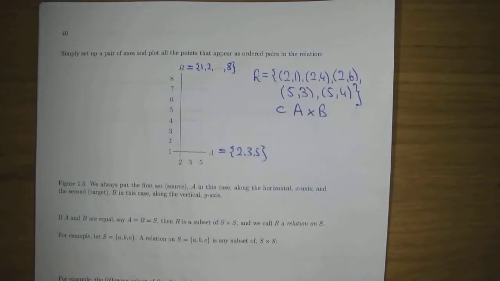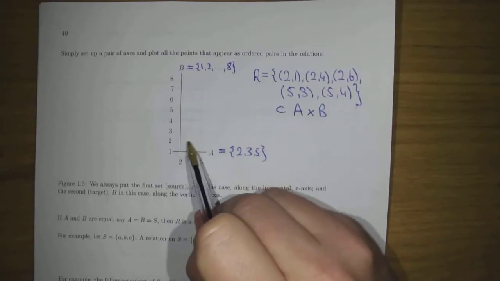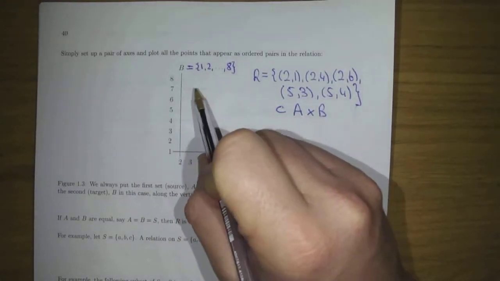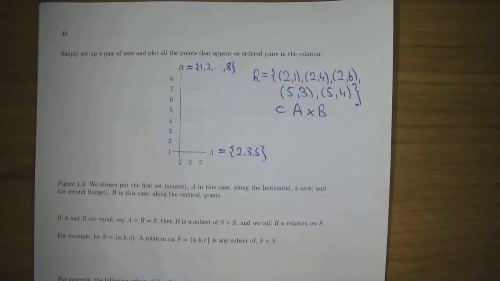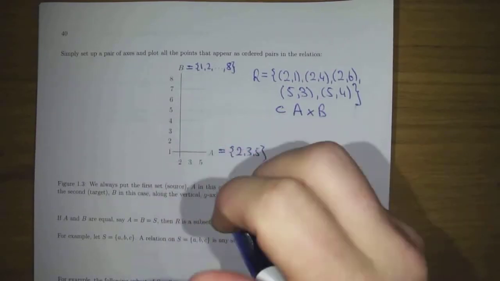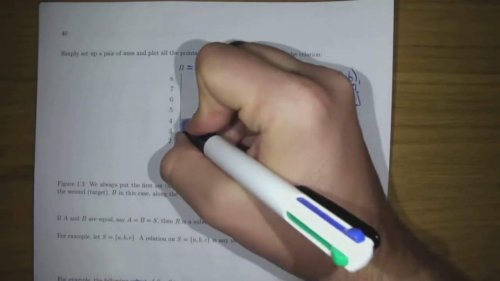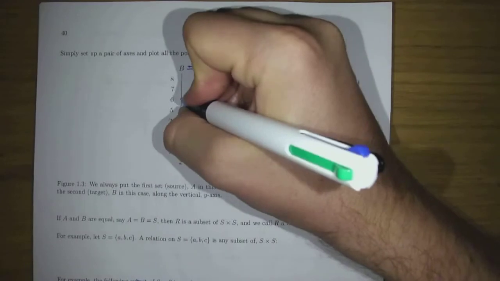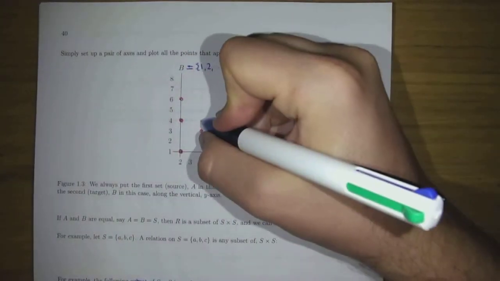Okay, so the Cartesian product would be all the points, showing you that there would be 8 by 3, 24 of them, but a relation is a subset, just some of them. So for example, we'd get 2 is related to 1, so you put in the point (2, 1). 2 is related to 4, so you go 2 along the x, 4 along the y. 2 is also related to 6. 5 is related to 3, and 5 is related to 4.